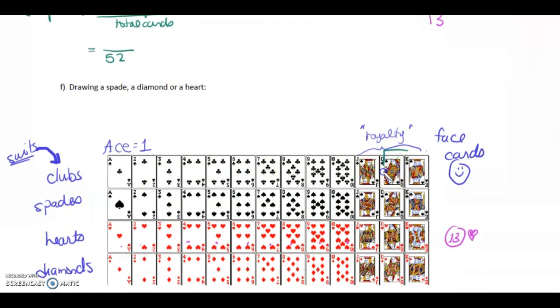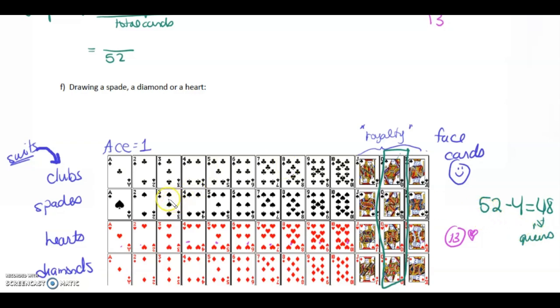We see that we have 4 queens right here. We can either count these directly, or we know there are 52 cards and there are 4 queens, so there are 48 not queens.